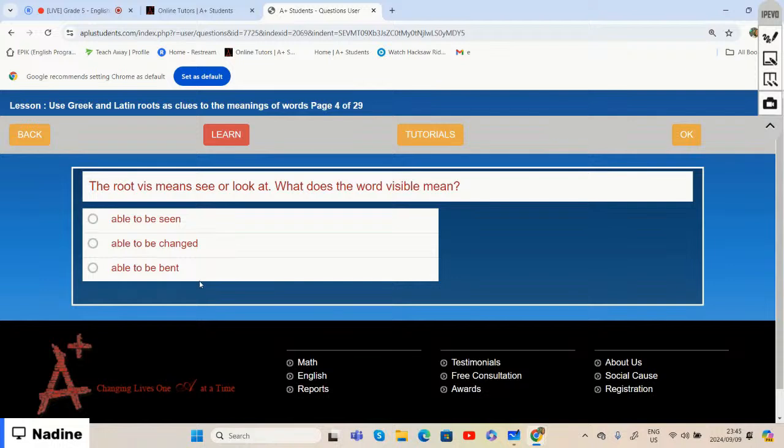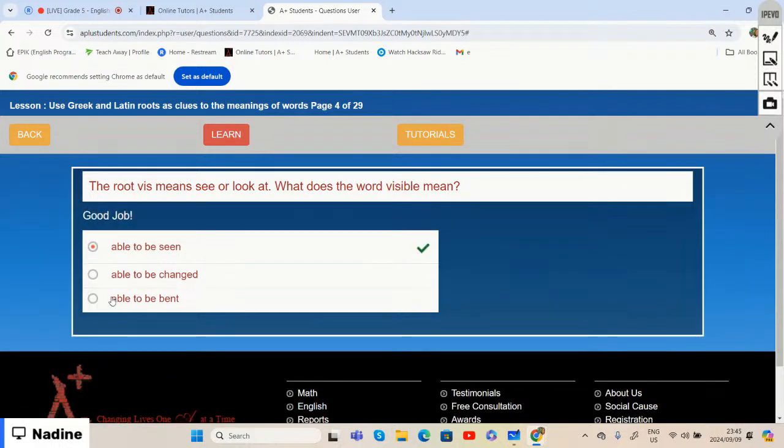And if we look at the correct answer, the answer is able to be seen. If vis means see or look, then option one is correct. So option one is correct.